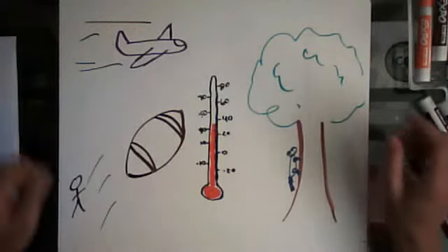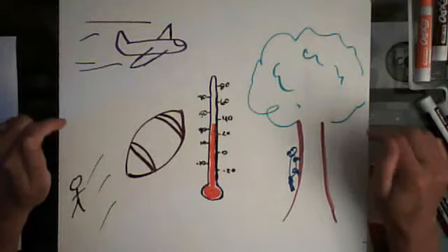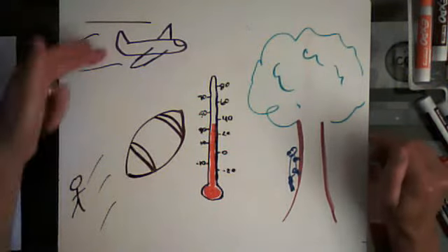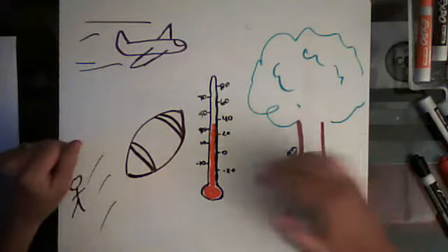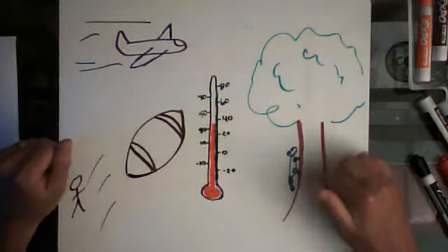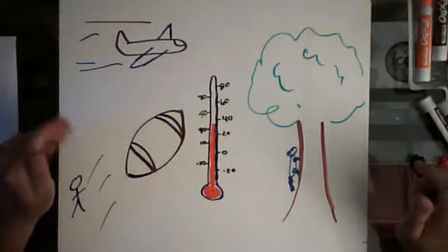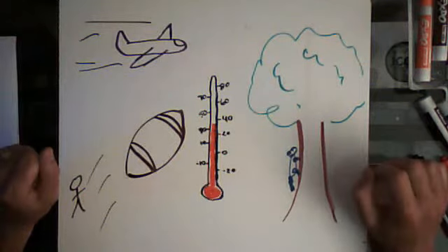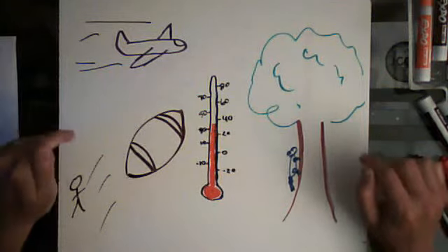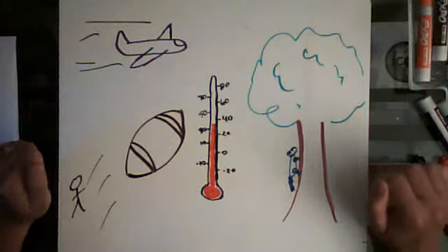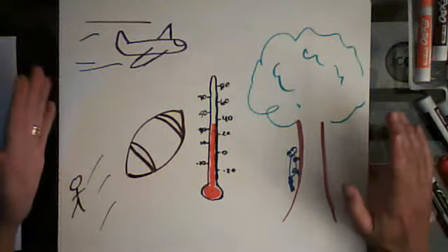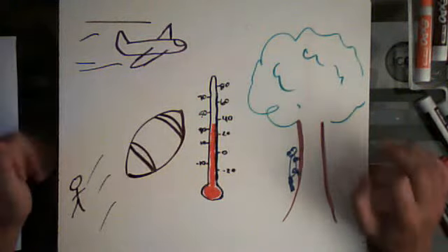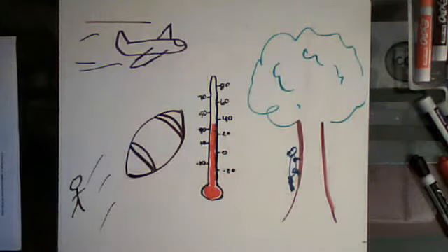For our first homework assignment, I want you to think about what a plane, a football, a thermometer, and a little squirrel running up and down a tree all have in common. Think about it for a second. Have you got it? Well, they all move. And what you're going to be doing is trying to describe how they move using numbers. So let's get started.